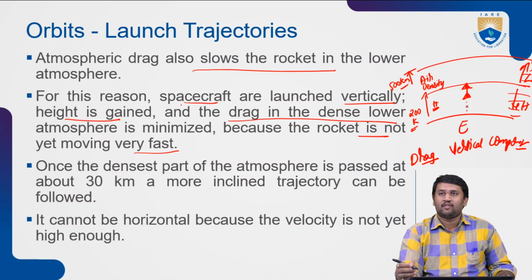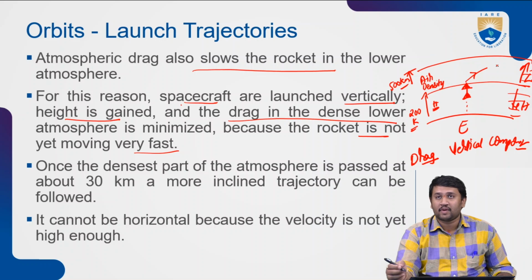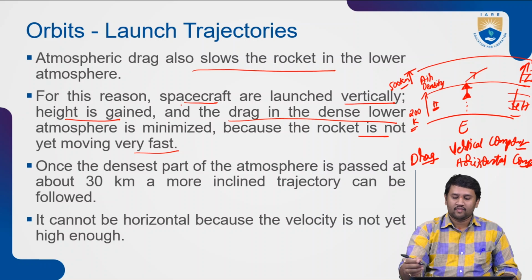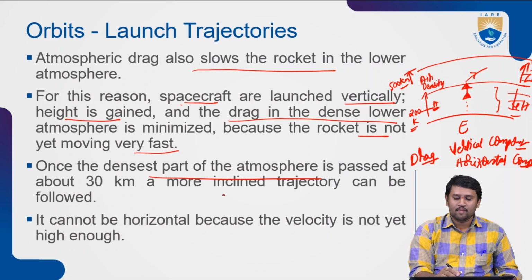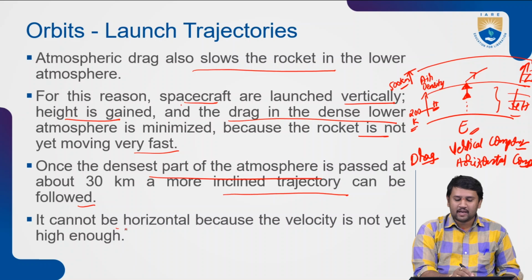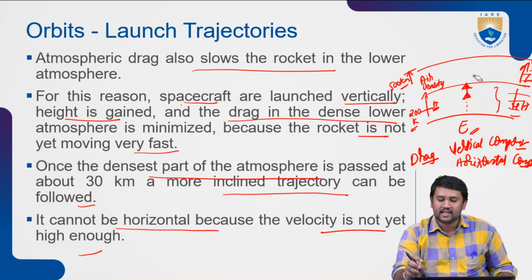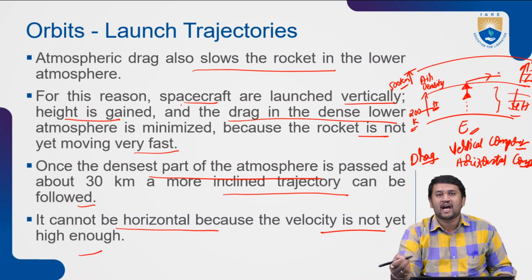right? Now, after attaining a certain height or altitude, what we'll be doing? We will be tilting it a bit in the direction of my orbit, tilting a bit to increase its horizontal component, right? That is, once the densest part of the atmosphere is passed, which is around 30 km, a more inclined trajectory can be followed relative to the surface of my Earth. Now, it cannot be completely horizontal because the velocity is not high enough if the rocket is completely inclined to my Earth's surface. There is no sufficient velocity to keep it maintained at that particular height or altitude.